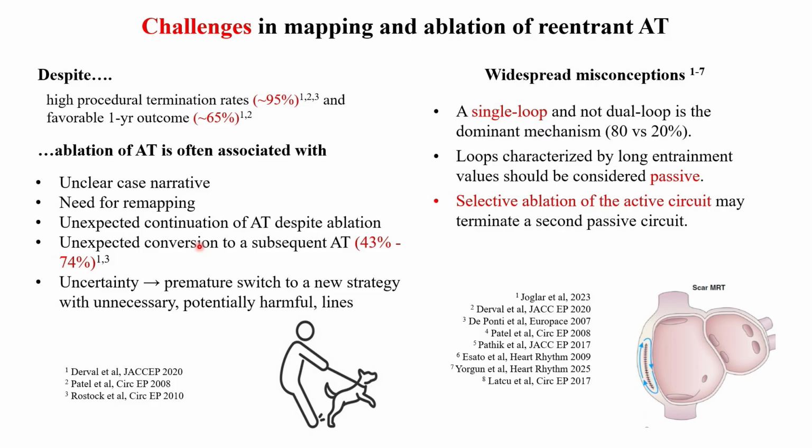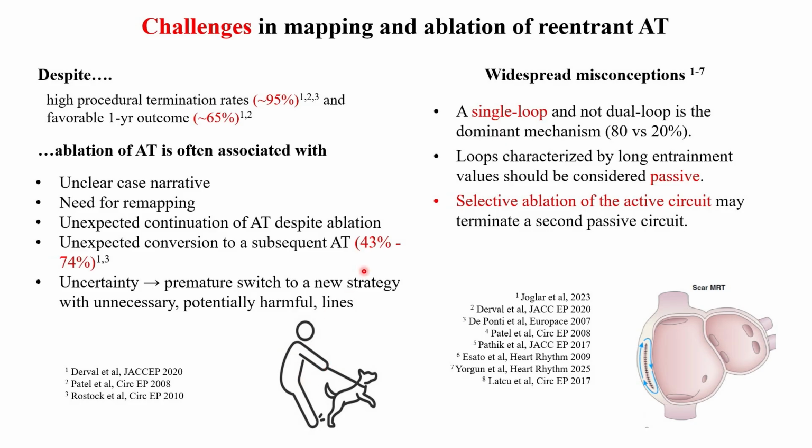There is often a need for remapping. Sometimes the AT continues, and you are ablating, you don't understand. Sometimes it goes to a second atrial tachycardia. And this uncertainty, I'm pretty sure, sometimes leads to a premature switch, a new line, a potentially harmful line. At the end of the day, for me, catheter ablation is like taking a walk with the dog, but it's the dog that is leading. Is that a problem? No. But I try to explain how you can better control your procedure.